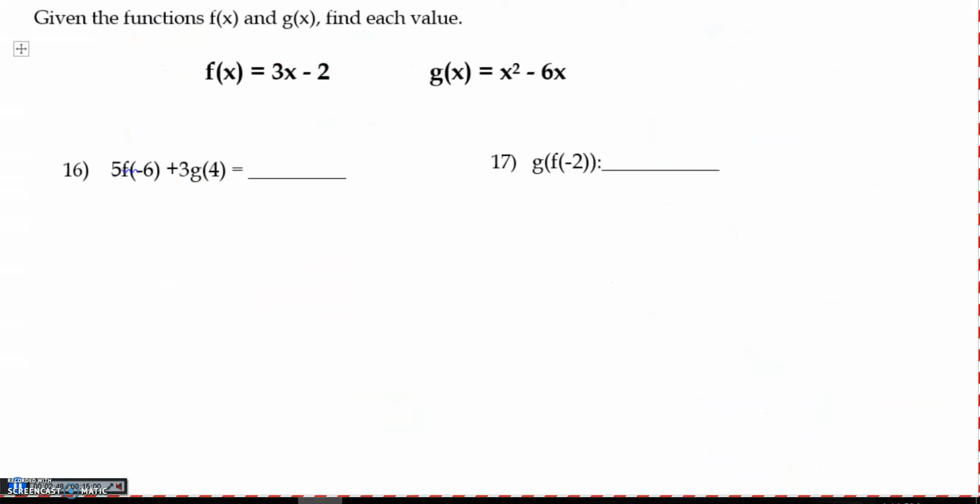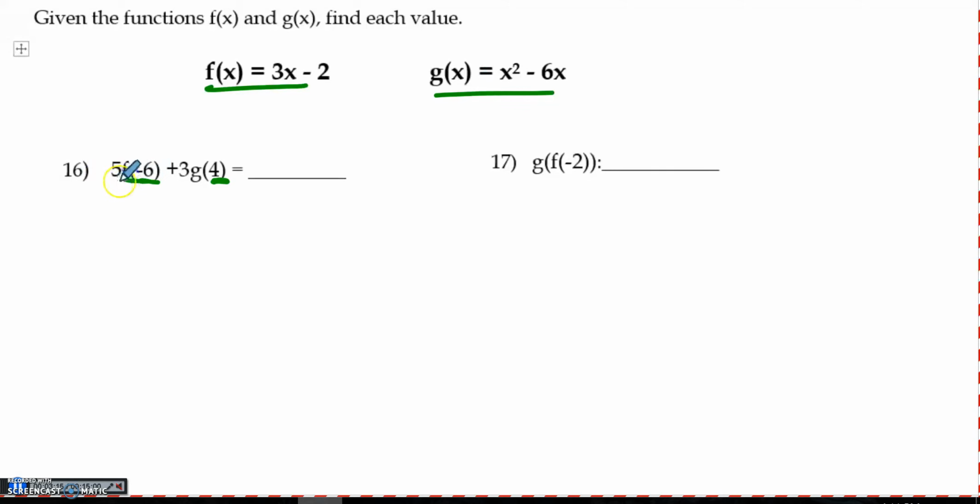16 and 17 are telling you that you have two functions, the f function and the g, and it's telling you to perform the order of operations. Remember that the symbolism here means that I'm taking negative 6 and I'm plugging it into the f function, and I'm taking the 4 and I'm plugging it into the g function. These are just names, so you know which one I'm talking about. The 5 in front is multiplying whatever answer I get.